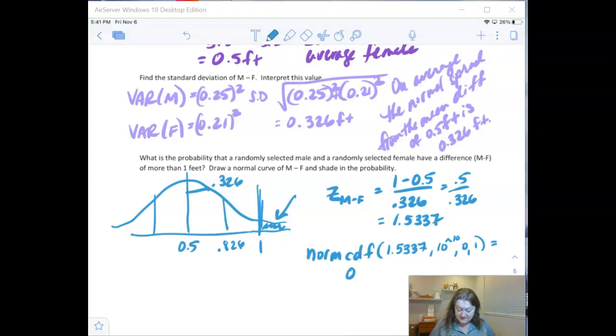They say this is 0.0625, or approximately 6.25%. So the probability of finding a difference, with the males being taller than the females by more than a foot, would only happen about 6% of the time if we were to randomly select a male and a female many, many times. All right, that is it for 6.2.